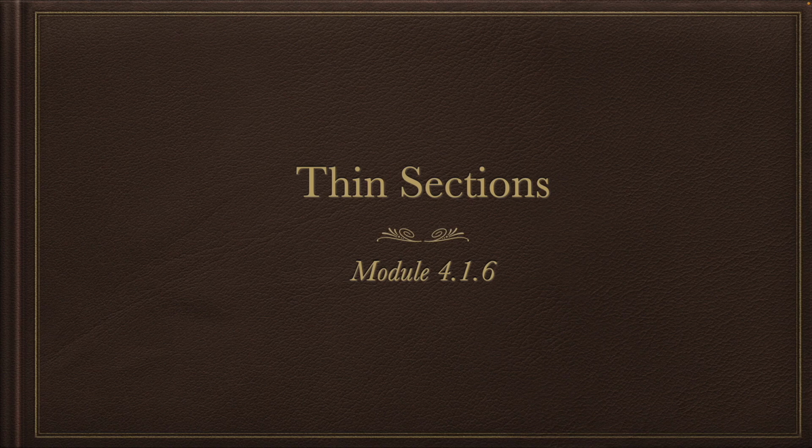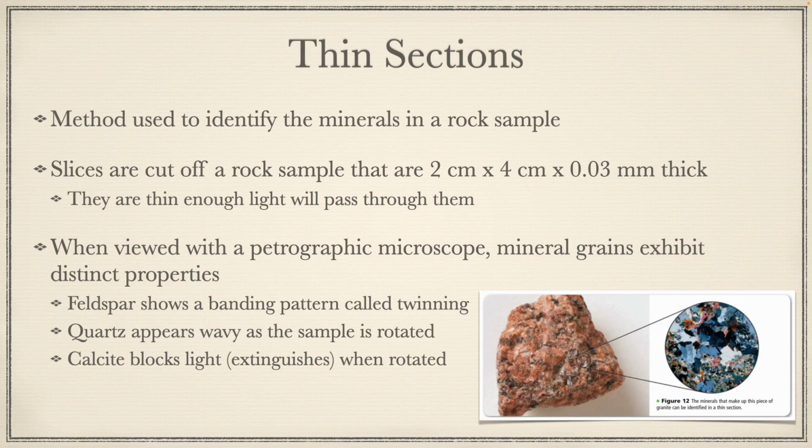Thin sections. So thin sections is basically a method used to identify the minerals in a rock sample. A lot of times these crystals are so small it's hard to do our typical tests like Mohs scale and stuff like that because it's really hard to test just one of these little spots. So using thin sections we can identify what a lot of these minerals are.